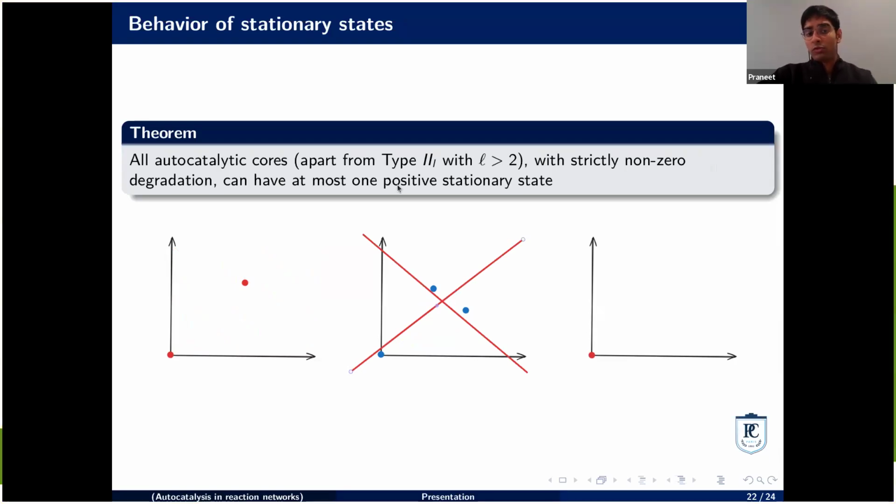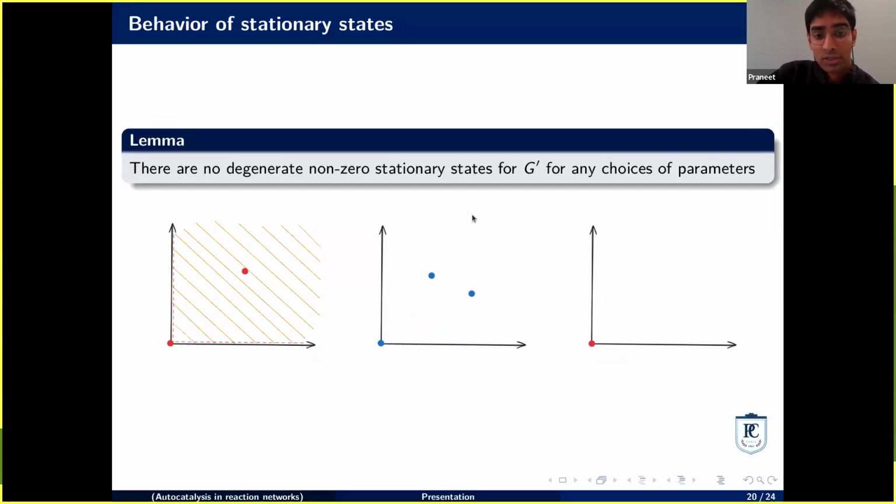We prove this to be true for all the types, except for type 2 with L greater than 2. The problem with L greater than 2 is this step, that there are no degenerate non-stationary states for a finite choice of parameters. This is done by taking each type specifically and assuming that there is a degenerate state in the bulk, and then showing that there are incompatible inequalities which happen if you assume this, which disproves that this kind of condition can occur.